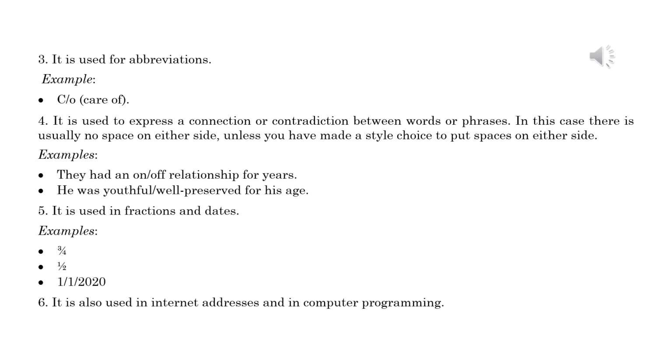3. It is used for abbreviations. Example, C/O, which means care of. 4. It is used to express a connection or contradiction between words or phrases. In this case, there is usually no space on either side, unless you have made a style choice to put spaces on either side. Examples.